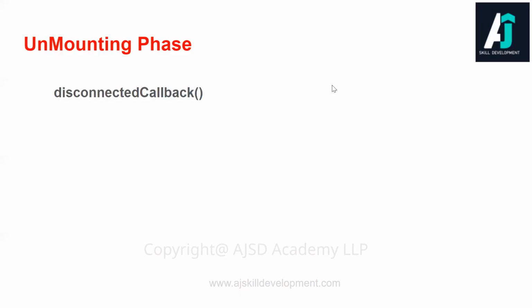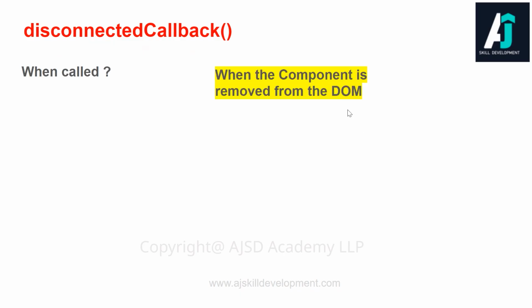In the unmounting phase of the component, we have one life cycle hook that gets executed, which is disconnected callback. We are going to learn more about this disconnected callback in this video. This disconnected callback gets invoked when the component is removed from the DOM. So when you remove the component from the DOM, this disconnected callback will be automatically invoked or fired in the backend.